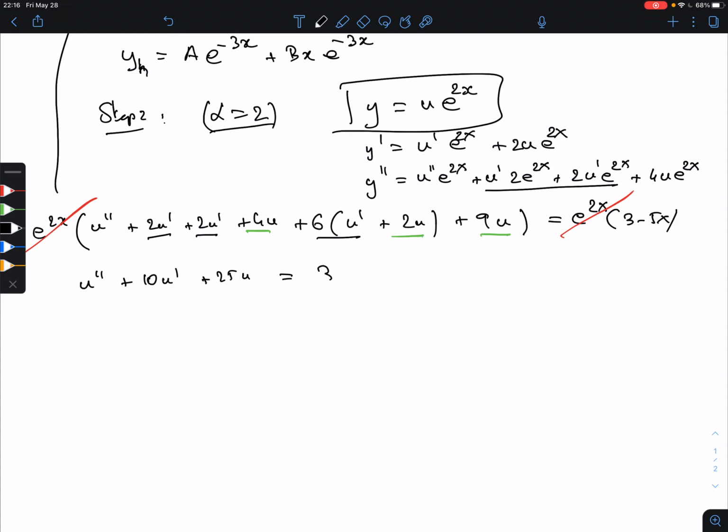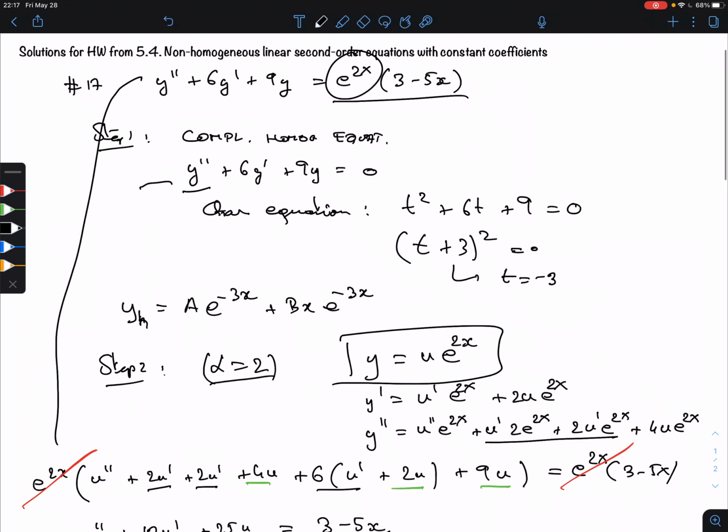Equals 3 minus 5x. Okay. So now the question is, what polynomial do we choose now? And this depends. In this case we see there's no problem, and therefore we're going to take simply a polynomial of degree 1. Notice, why is there no issue here?